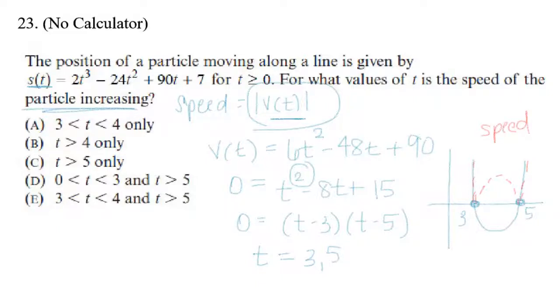Now we need the vertex here, that x value, which is going to be our axis of symmetry, which is in the middle. So we could say 5 plus 3 divided by 2. So that's going to give us 4. So we know 4 is going to be the x-coordinate of the vertex. So we now have our speed function, and we need to know for what values is speed increasing. Well, speed is increasing from here to here. And where else is speed increasing? From here to here. So let's look at our answer choices and see, well, which one is that going to be? So we have from 3 to 4, and then from 5 on. So it looks like we have answer choice E.